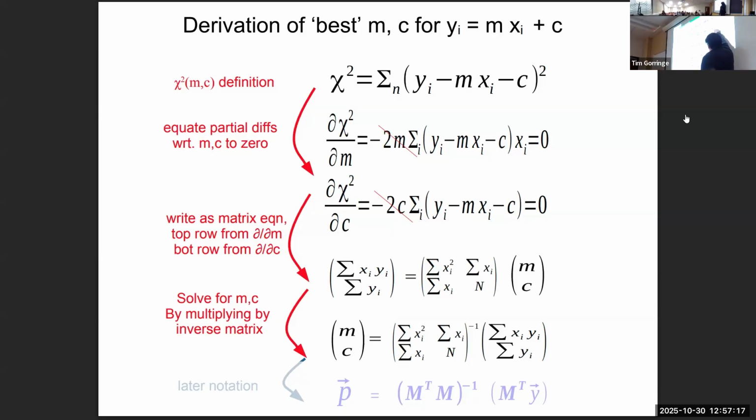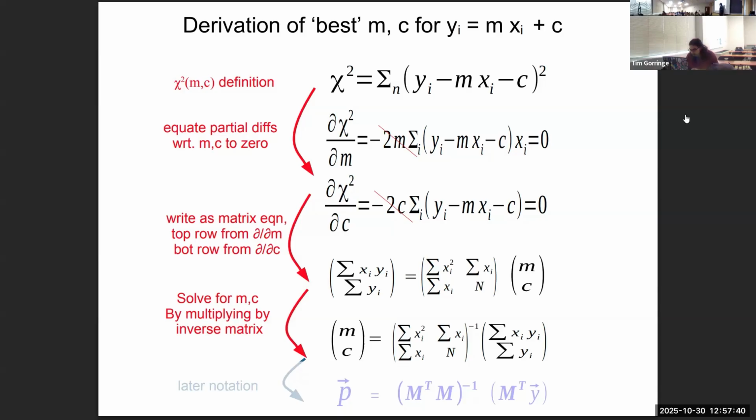And so two equations that we can write down are if we differentiate with respect to the slope, that's what I did here. So I just differentiated this little guy with respect to the slope. Here, the m is the variable, right? And so I just use the regular rules of differentiation for this.